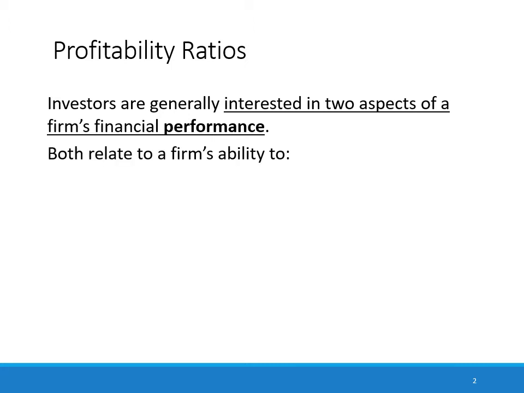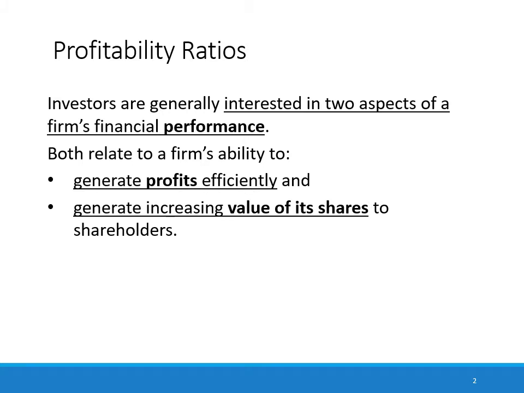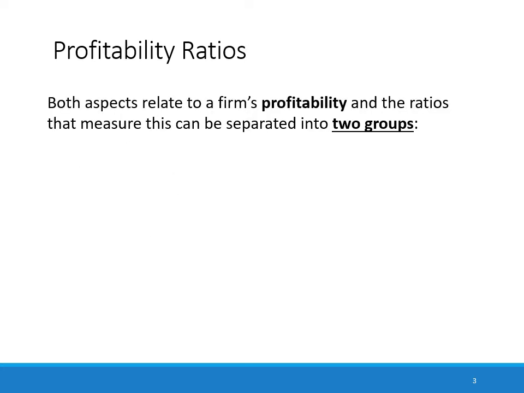Both relate to a firm's ability to generate profits efficiently and generate increasing value of its shares to shareholders. These are two very important figures that shareholders are very interested to look at. Both aspects relate to the firm's profitability, and the ratios that measure this can be separated into two main groups.